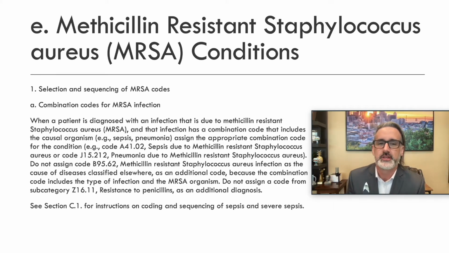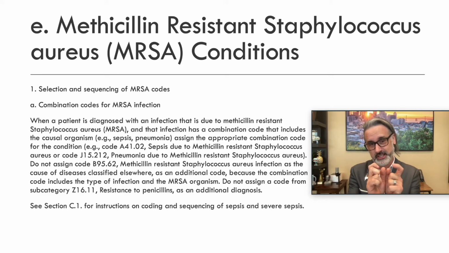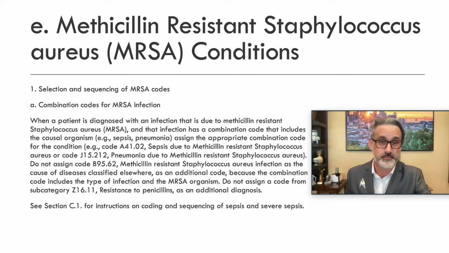Because if we were to, for example, choose the A41.02, sepsis due to MRSA, and then add a second code for MRSA, then that would be redundant and we'd be doubling the MRSA. And you don't double the condition at all because you only have MRSA once and that's it. So based on the documentation, whenever there's a combination code that includes the condition and MRSA, patient has both, we just choose the one code. But whenever the code does not include MRSA, patient has a condition and MRSA, then we need to do the two separate codes in that case.